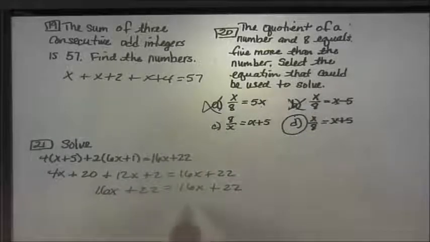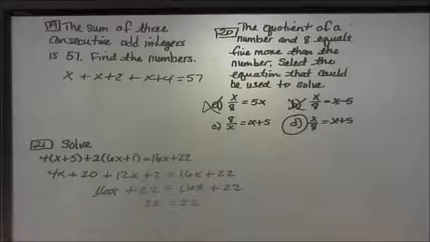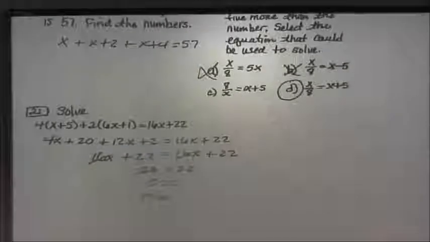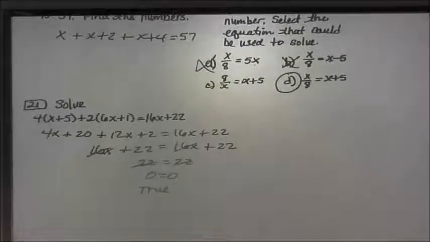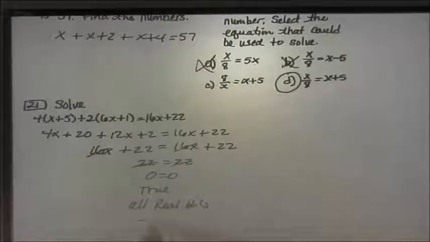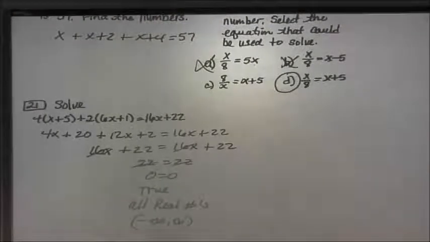Right here, I can stop. Do you see that? They're equal to each other. Even if you went ahead and crossed out your 16 x's, you still got 22 equals 22. It's still true, right? Even if you went ahead and subtracted 22 and crossed them out, you got 0 equals 0. That's still true. True statements in math means many solutions, okay? So here would be all real numbers, or they would give you negative infinity to positive infinity. They may combine the answer too, okay, and give you both of these as one of your selections.